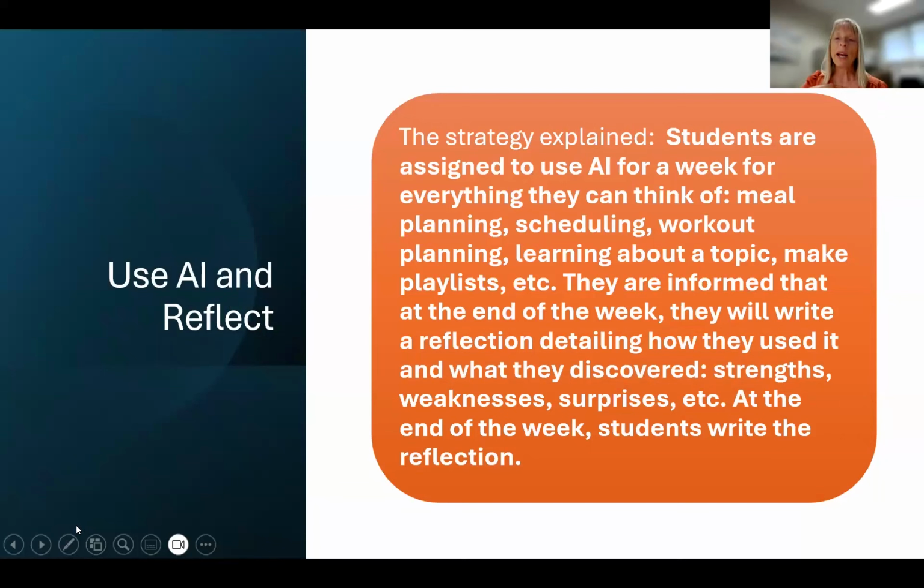I would have the students, for a whole week, try to use AI for anything they could think of: meal planning, scheduling, workout planning, learning about a topic. I let them know at the beginning that at the end they were going to be writing a reflection about what they saw as strengths, weaknesses, and surprises. And it was really fun to read what the students thought.